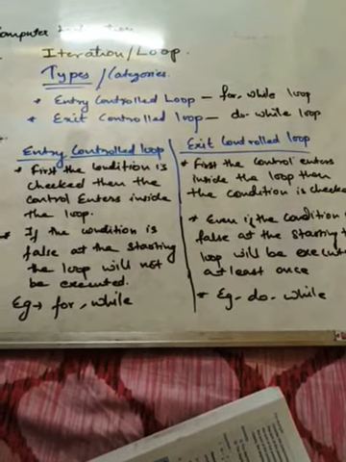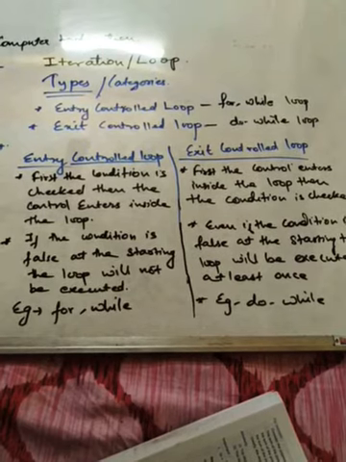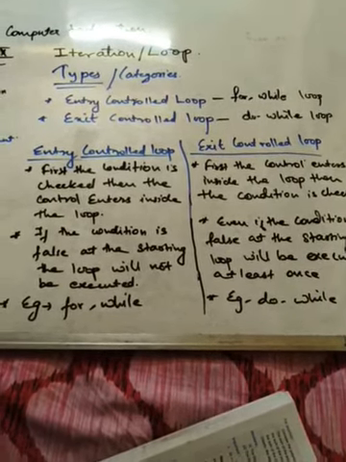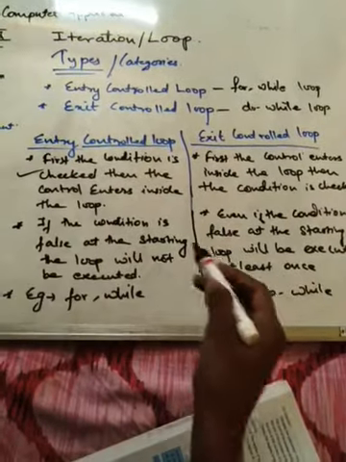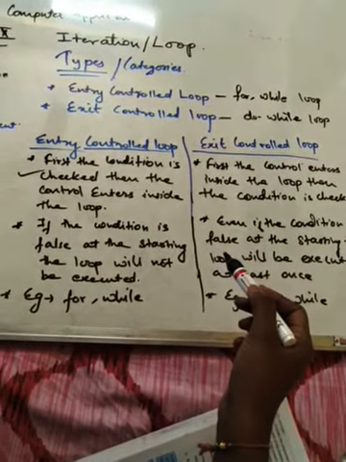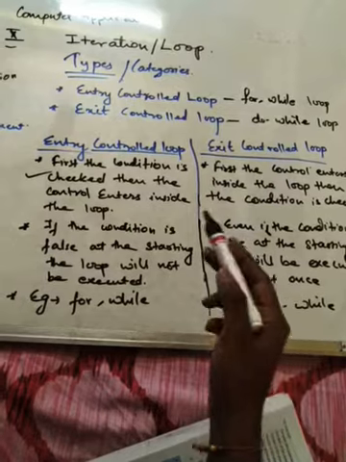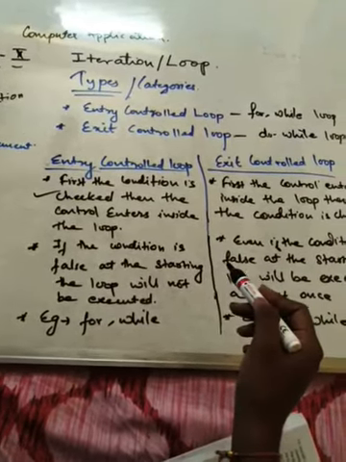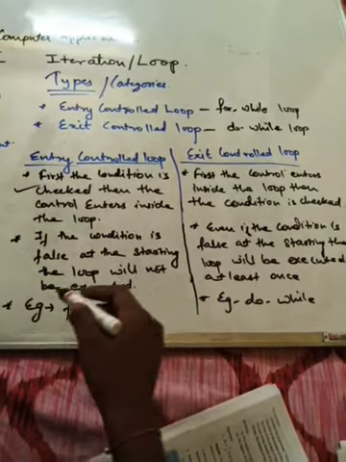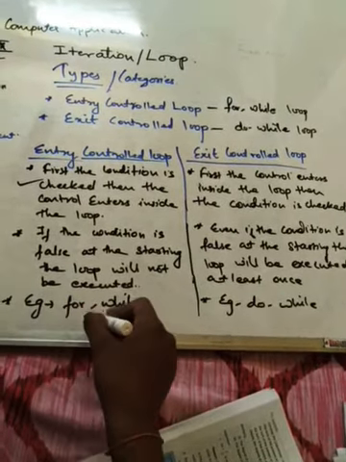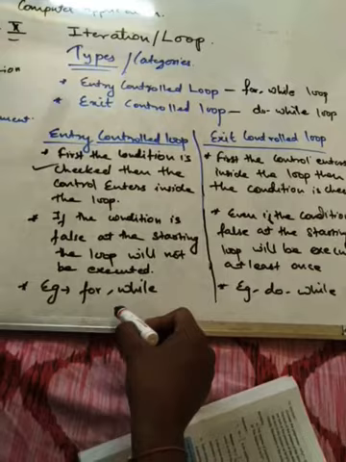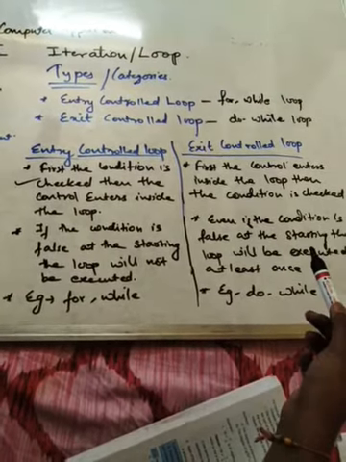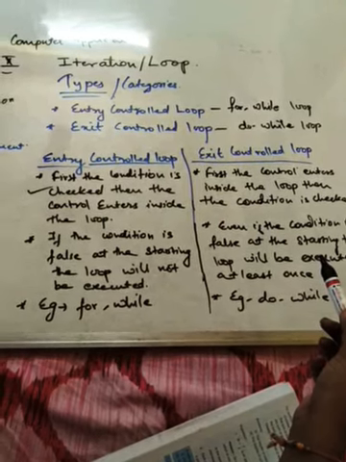In the exams, a question might come differentiating between while and do while. If the question comes for while and do while, the first two points will be the same as the entry control and exit control loops: if the condition is checked first, then the control enters inside the loop. Instead of the example, you can write that the while loop is your entry control loop, and the do while loop is an exit control loop, which will be point number 3. Clear? Understood? Okay.